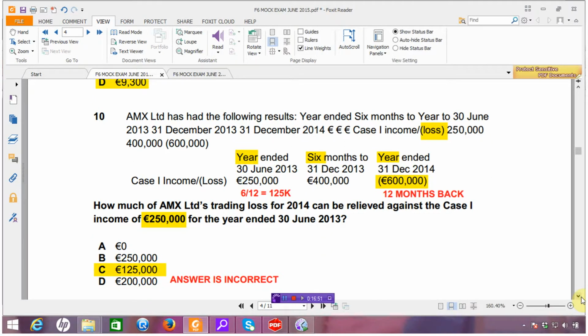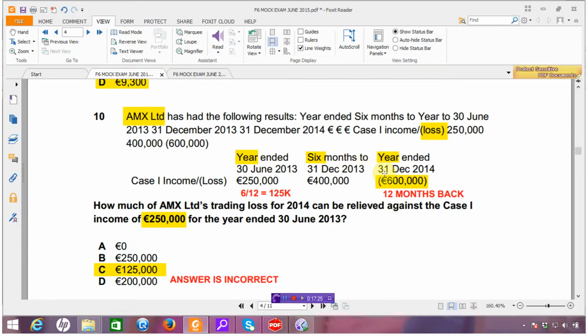Now, I do think there's an error in this question. Really what we're looking at is a company that has a loss in a given year. We'll see 31st of December 2014, 600K. Now, we should know that with companies there is a 12-month carryback facility so that we can relate the loss back 12 months. Now, notice the dates, or indeed the time periods here. We've got a year for the loss, we've got 6 months for the preceding period, and we've got a year for the period preceding that.